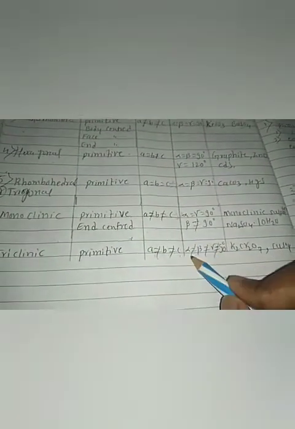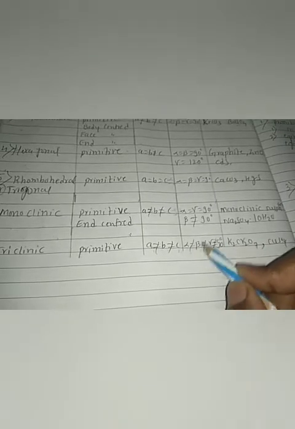Monoclinic has two types of crystals: A, B, C are not equal. Alpha and gamma are 90 degrees, beta is not equal to 90 degrees. Examples: monoclinic sulfur, sodium sulfate. Triclinic has only one crystal, primitive. A is not equal to B, B is not equal to C. Alpha, beta, gamma are not equal and not equal to 90. Examples: K2Cr2O7, potassium dichromate, and CuSO4.